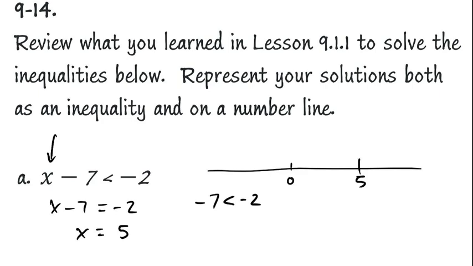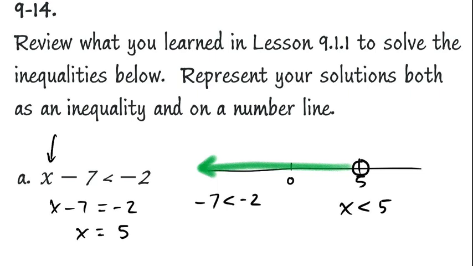Now, this particular inequality was strictly less than, so our boundary is going to be an open circle, and it's going to be everything that goes from there to the left and through the number 0. So this is our solution. Our solution is all values that are strictly less than 5. And I can also write that down this way: x is less than the number 5.